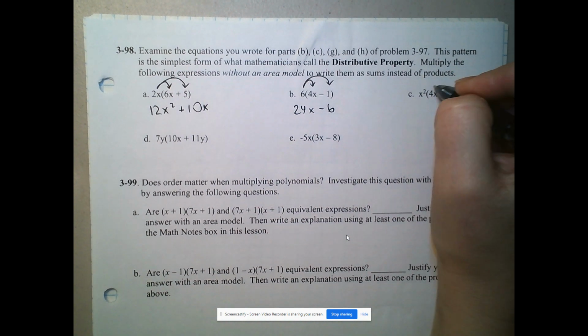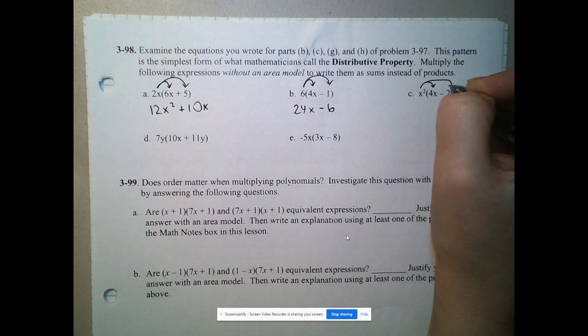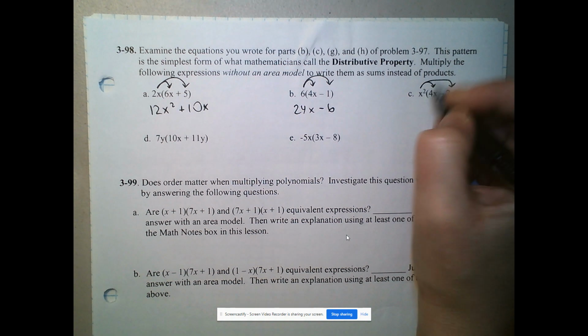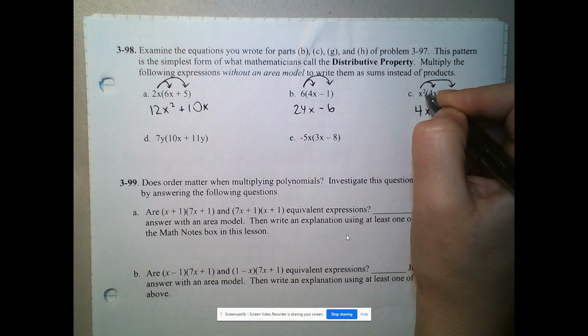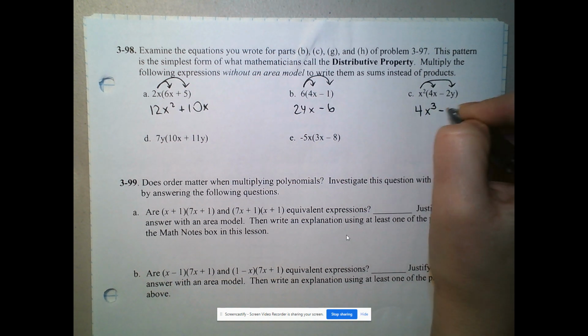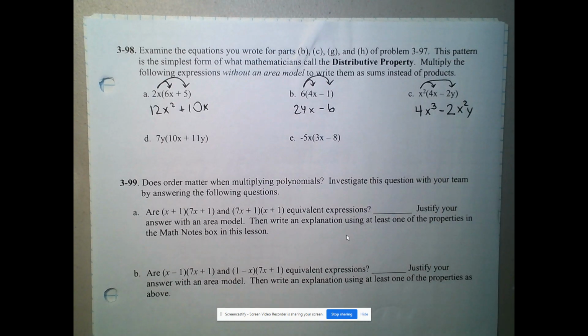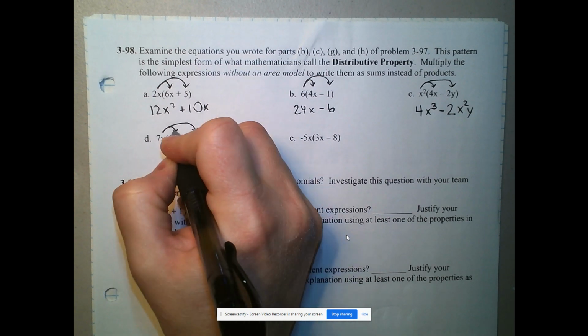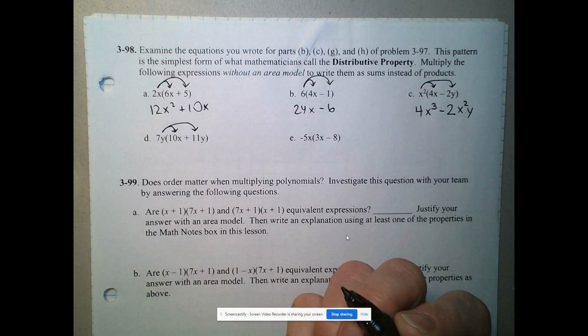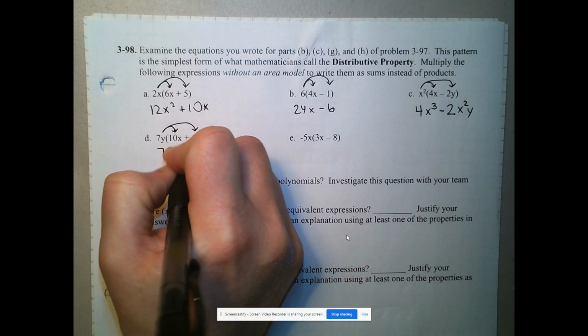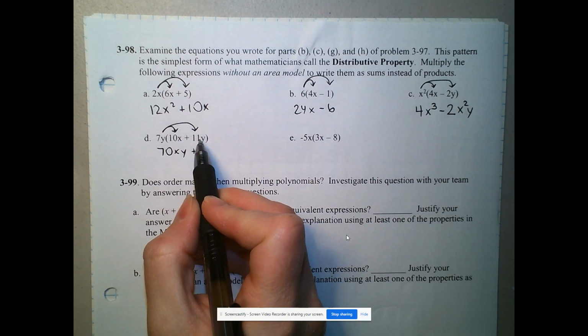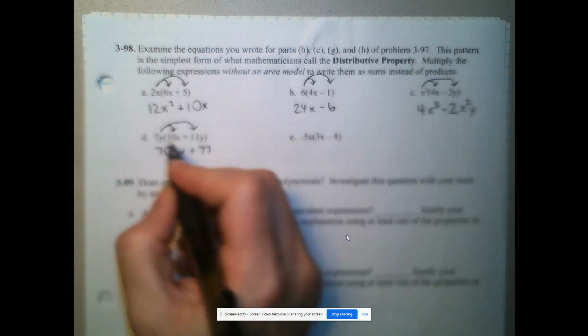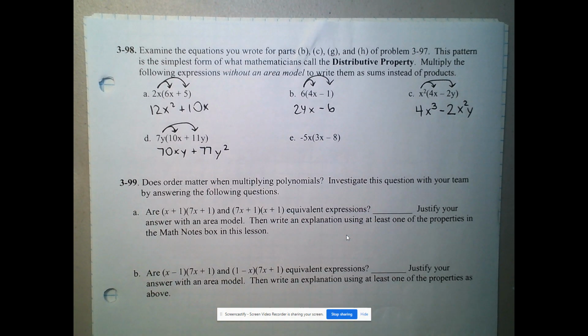Not too difficult. Don't forget about what happens when you multiply variables. X squared times 4x is 4x, this is x times another x, which makes it x to the third, minus 2. I have an x squared and a y. Cannot combine those, so I just put x squared y. Same idea on D. I cannot combine the y and the x because I don't know if they're worth the same. They're probably not. So 70xy plus, and 7y times 11y makes 77, and y times y is y squared.